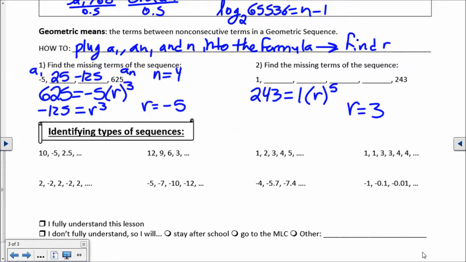Alright, so what would the next term be? 3, 9, 27, 81. You keep multiplying times 3 each time. Sorry, it's the powers of 3, not multiples.